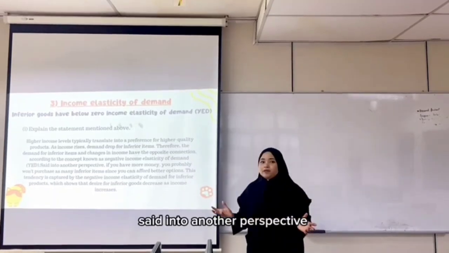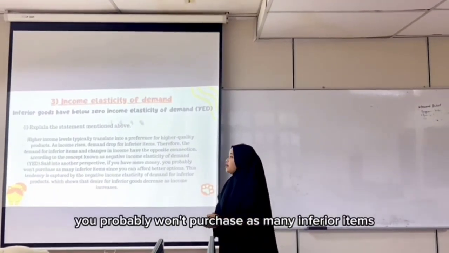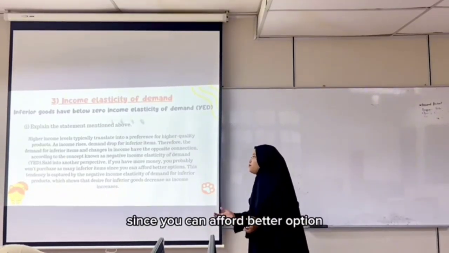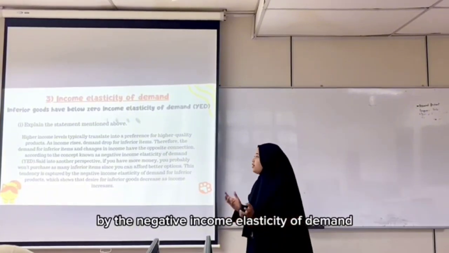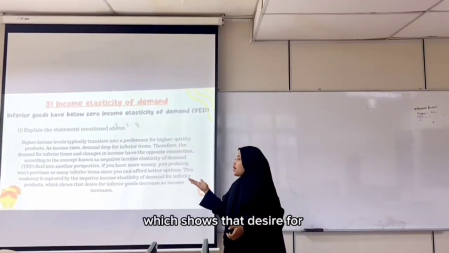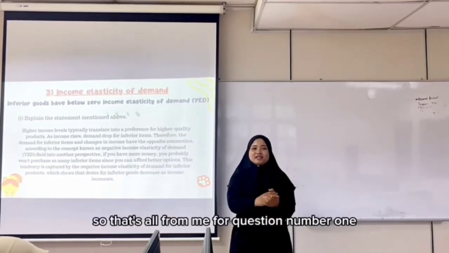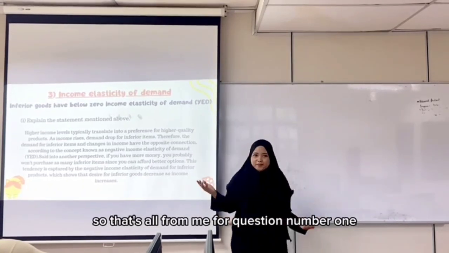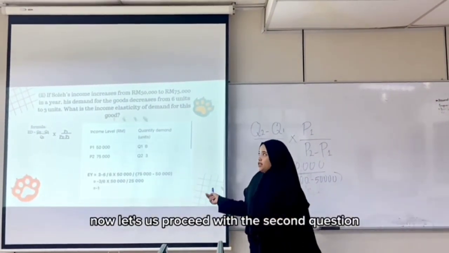Said from another perspective, if you have more money, you probably won't purchase as many inferior items since you can afford better options. This tendency is captured by the negative income elasticity of demand for inferior products, which shows that desire for inferior goods decreases as income increases. So that's all from me for question number 1. Okay, now let's proceed with the second question.